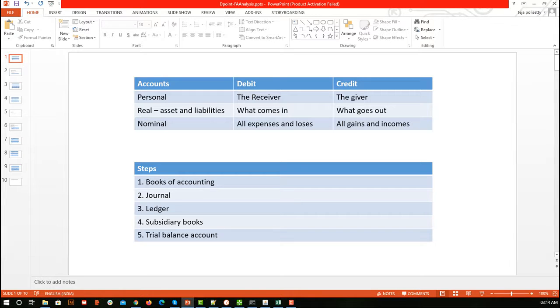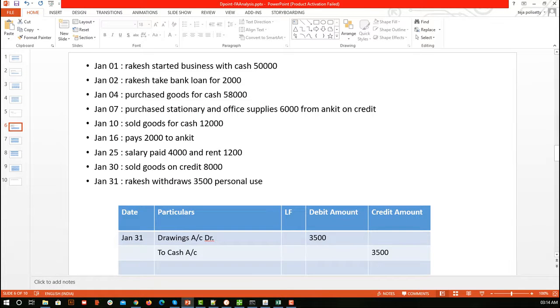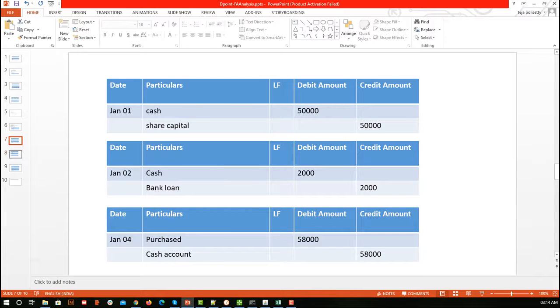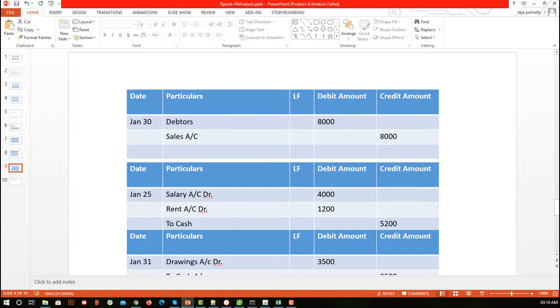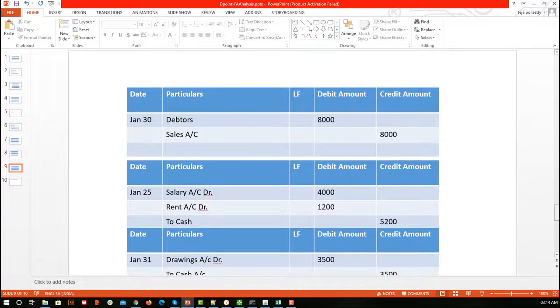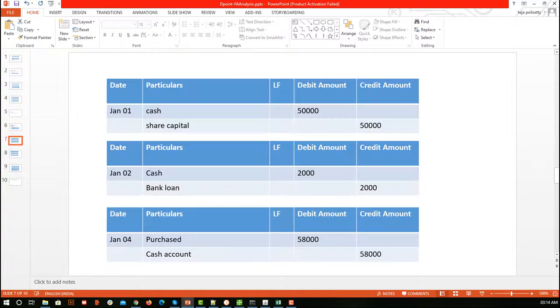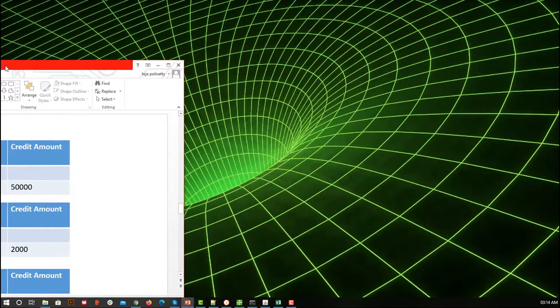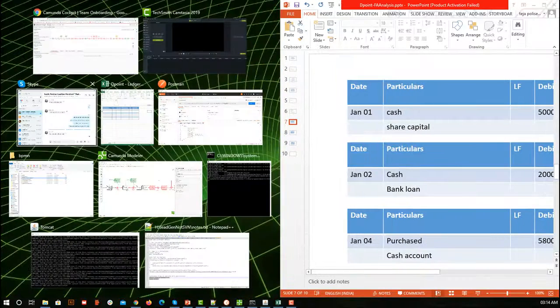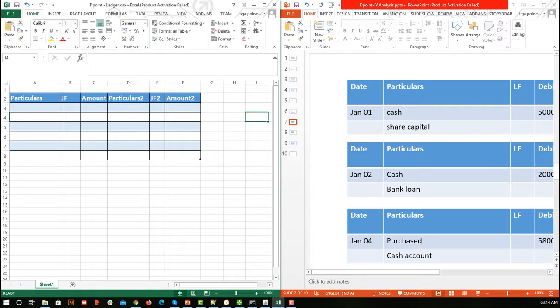Let's get back to our problem statement and see what we have done so far. These were our transactions, and for them we have created journal entries numbered 1 to 9, previously for preparing the journal. Now we are going to use the same thing for preparing the ledger. Let me bring it here. Where is my Excel? Yeah, here you go. What we are going to do today is first understand the format.